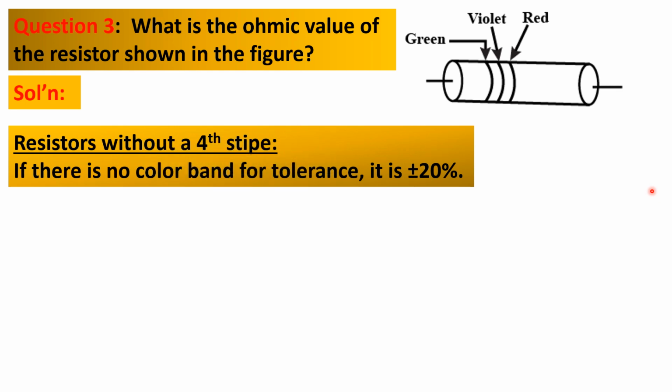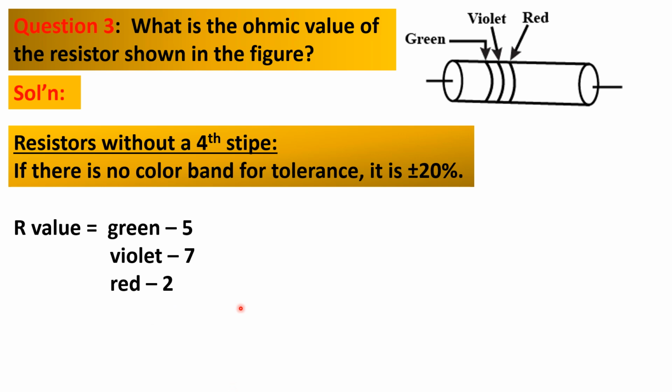Without a fourth stripe or fourth band, it's understood that the degree of tolerance to be taken is plus minus 20%. So, since the first band is green, its equivalent is 5. Violet is 7, and the third band is red, therefore 2. Hence, the ohmic value is 57 multiplied by 10 to the second power, or 100, and then the degree of tolerance is understood to be plus minus 20%.